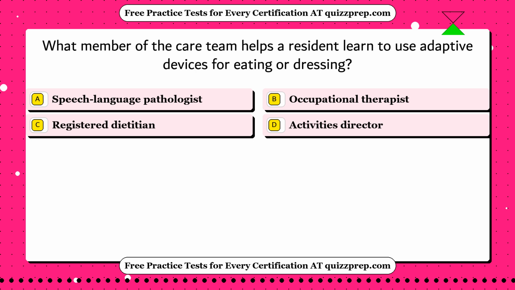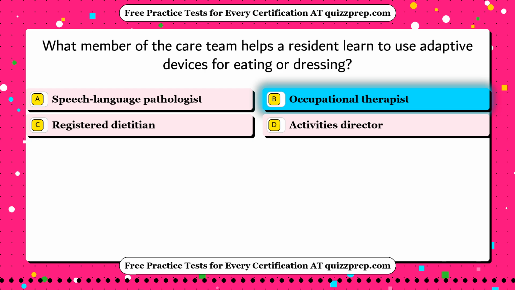Question 26. What member of the care team helps a resident learn to use adaptive devices for eating or dressing? Option A, speech-language pathologist. Option B, occupational therapist. Option C, registered dietitian. Option D, activities director.